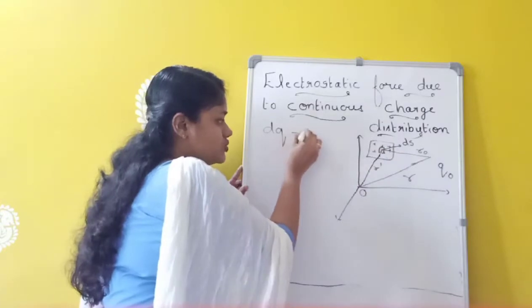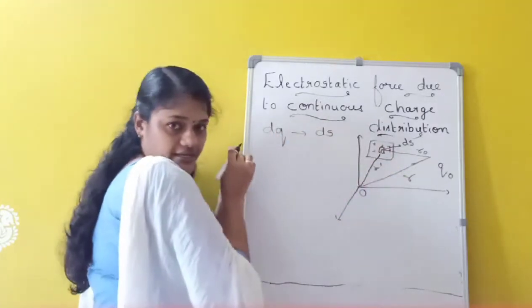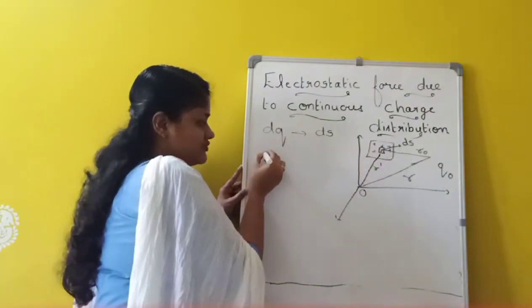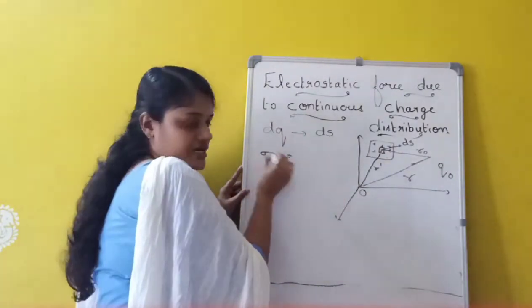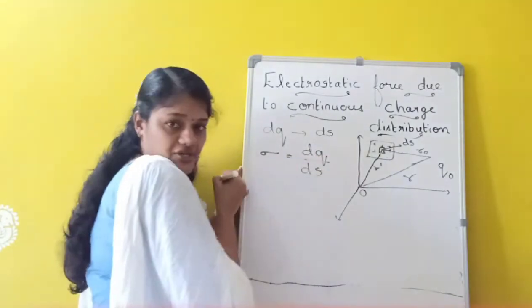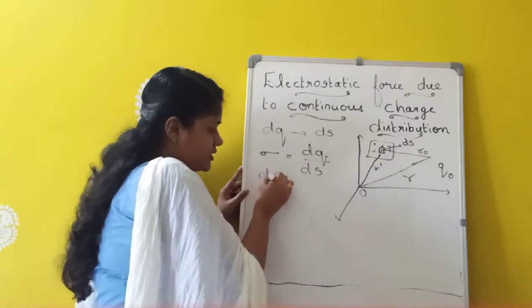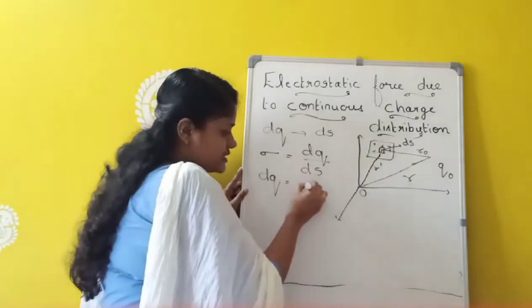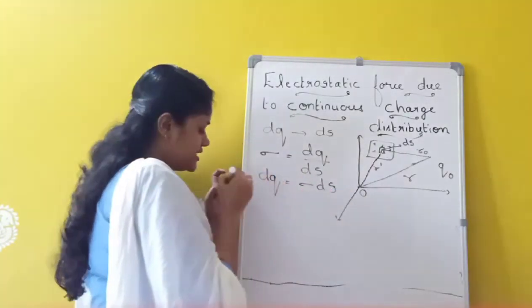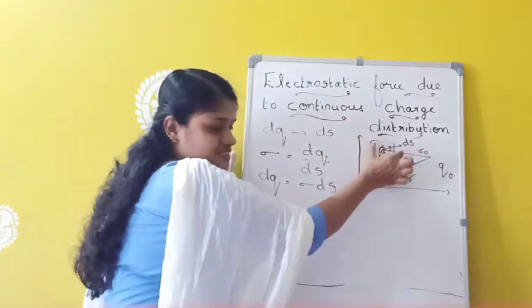Okay, so dq is the charge on a small surface area ds, and we have the formula for surface charge density, sigma equals dq by ds, and from this we need to find dq. So dq equals, cross multiplying, sigma into ds. So this dq is the charge on the small surface ds of this plain sheet.